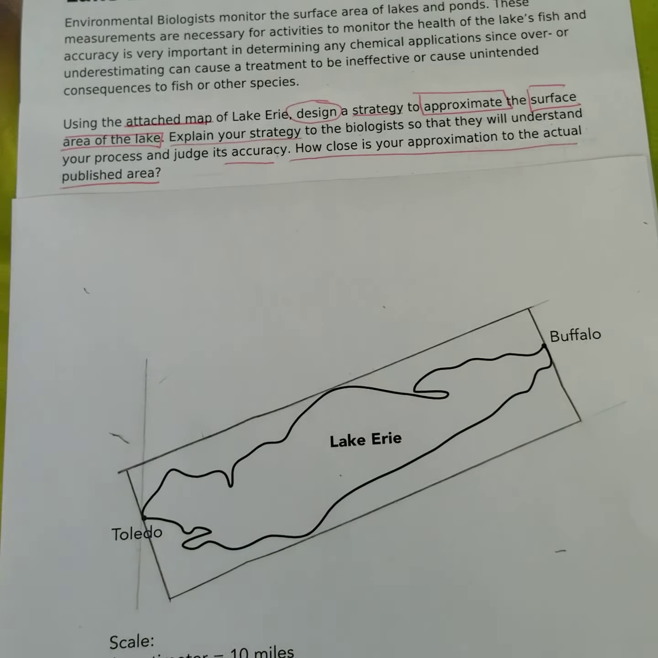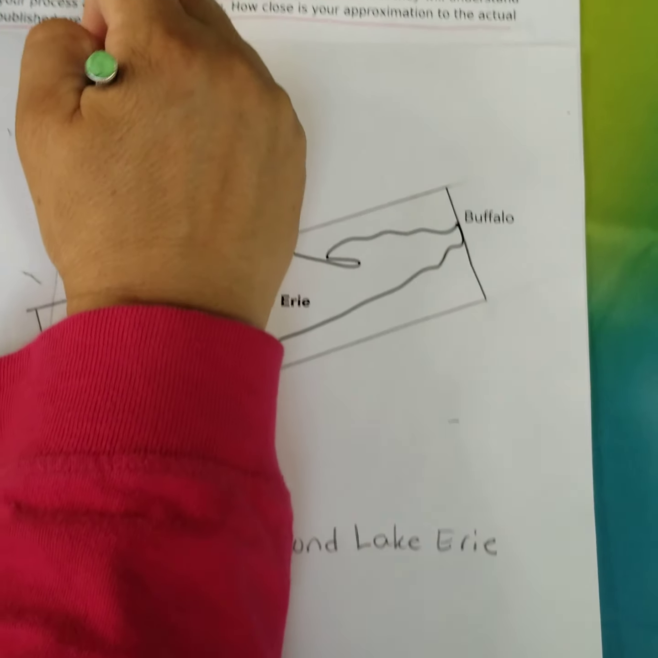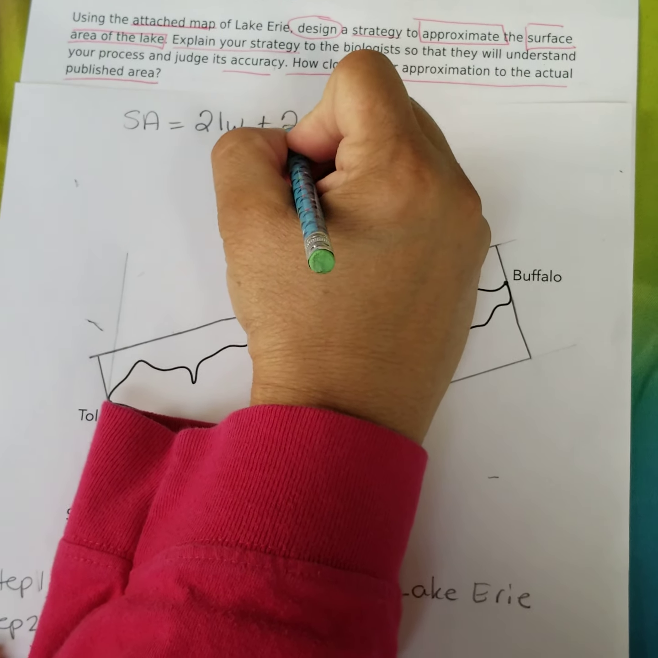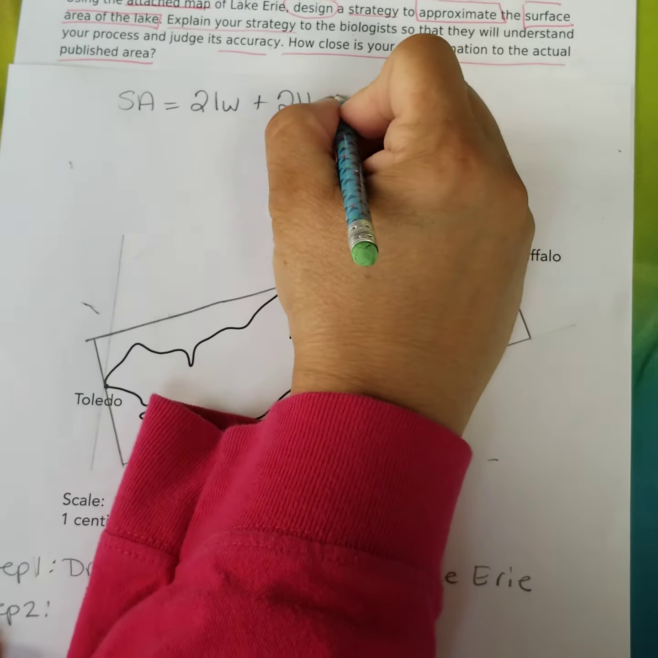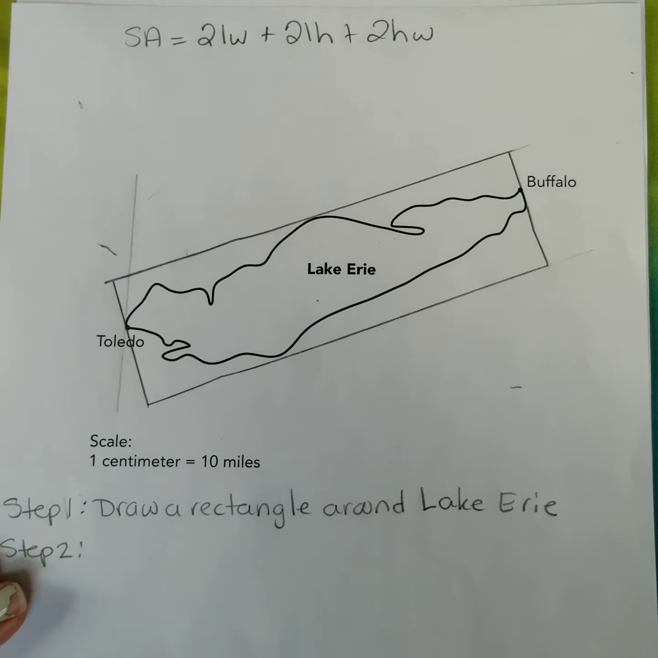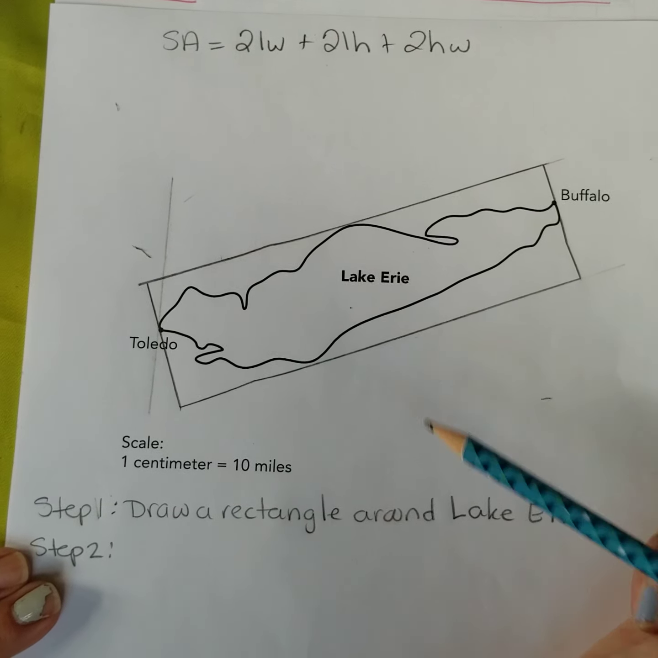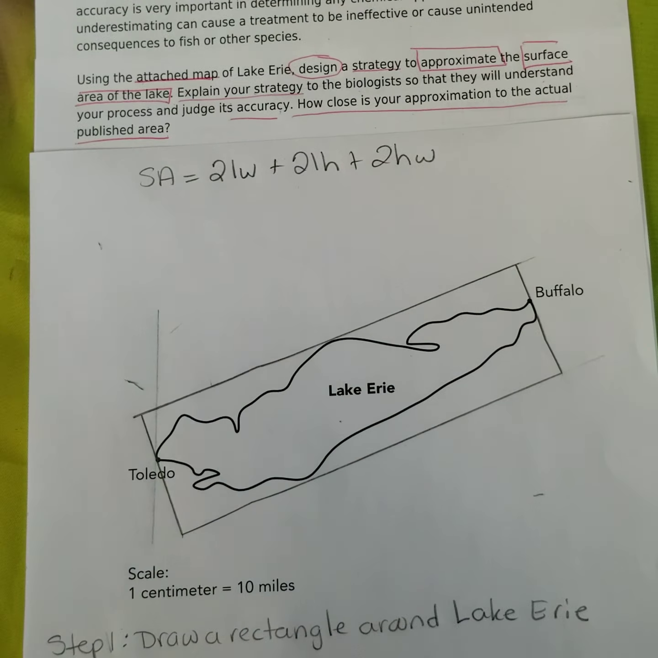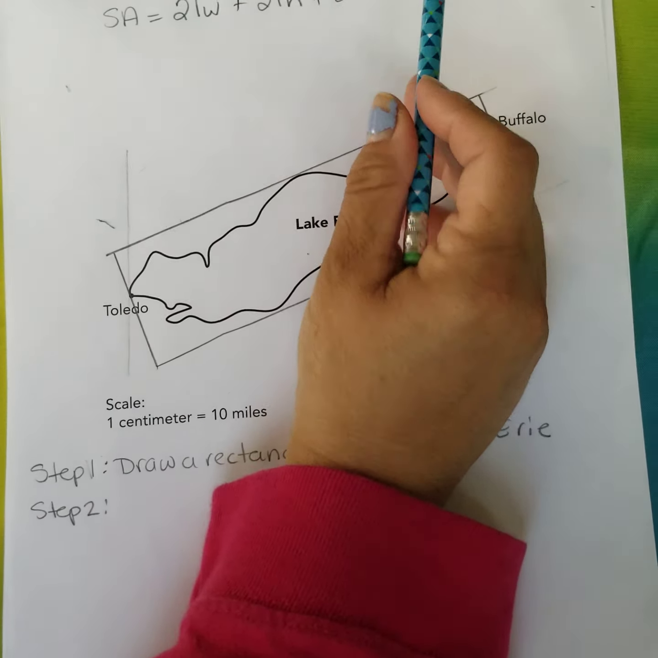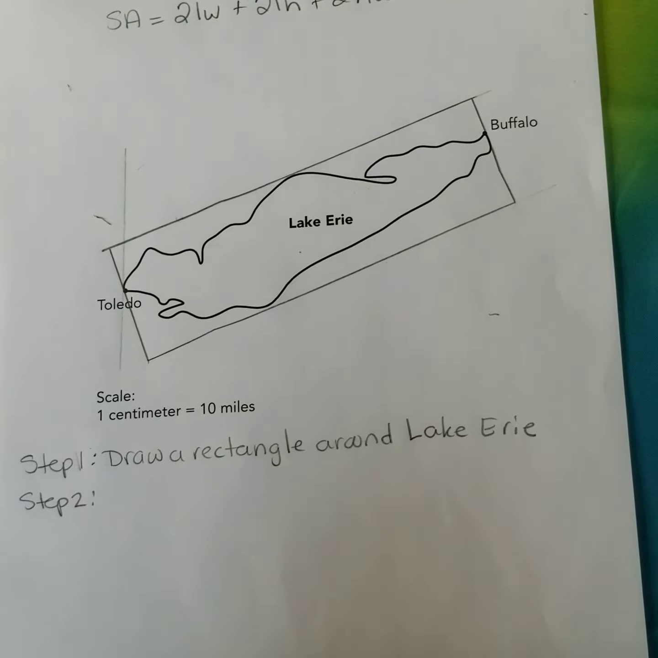Well, to find the surface area, the formula would be surface area equals 2 times the length times the width plus 2 times length times height plus 2 times height times width. Problem is, we have the length and we have the width. We don't know what the height is. That's the depth of the lake. So we're going to try and approximate what we think without having depth or height.